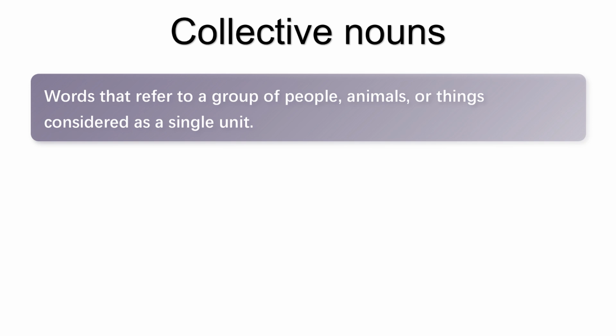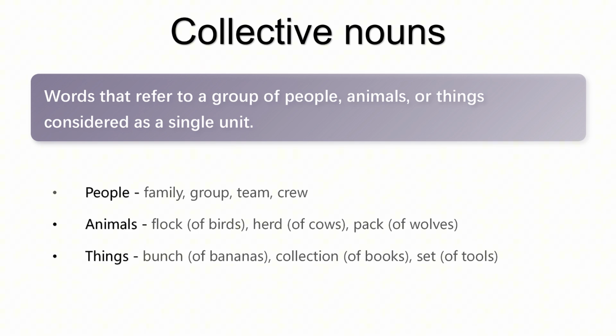Some common examples of collective nouns include, people: family, group, team, crew. Animals: flock of birds, herd of cows, pack of wolves. Things: bunch of bananas, collection of books, set of tools.